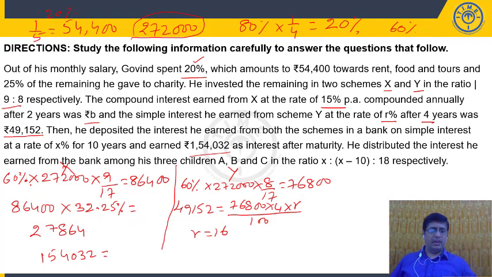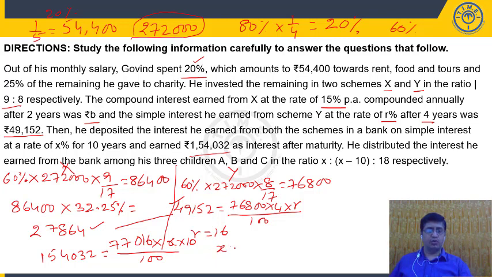Okay. Now, when he invested the sum of the interest, this value and this value, under simple interest at X% per annum for 10 years, the interest is equal to 154,032. Now, the sum of these two parts, 27,864 plus 49,152, is equal to 77,016, invested at X% per annum for 10 years. Now, on solving this, we get the X value. The value of X is equal to 20%.